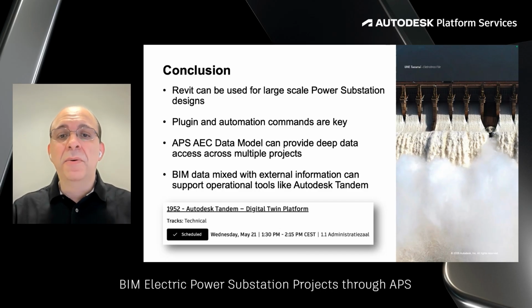APS, AEC Data Model, helps to do cross-project information collection. So we can, again, publish to ACC, have all these projects tracked and collect information. Even when they have reviews, sometimes you have a substation that needs to be extended. So you need to complete that design. So having the historical information about all these power substations is always going to be helpful.